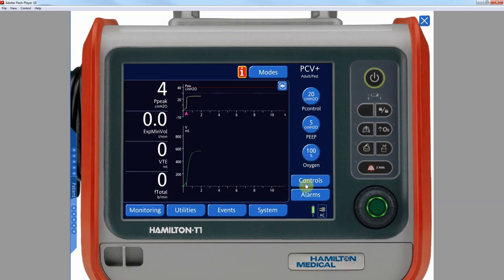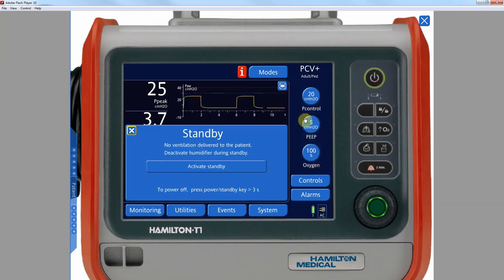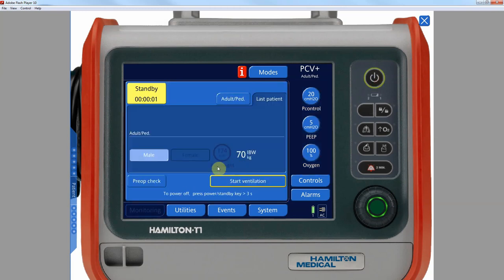Now you need to go into your control section and make sure the rate is 8 to 10, and this flow trigger should be preset, but you're going to want to turn that all the way up. And in our ventilators, it allows it to go to off. So that's going to be all the way up to off. Put that on standby.